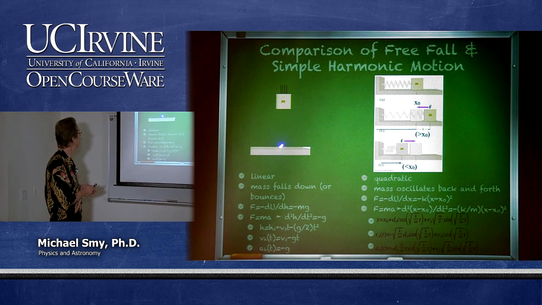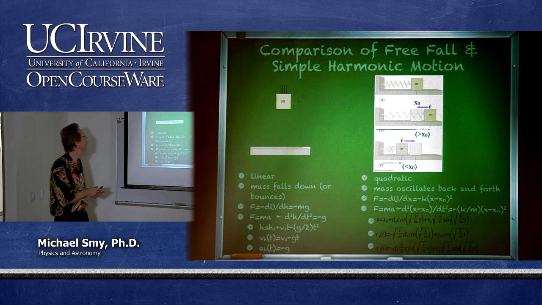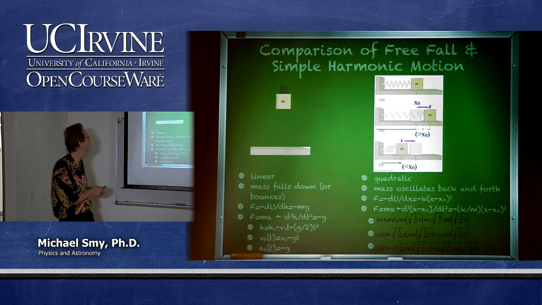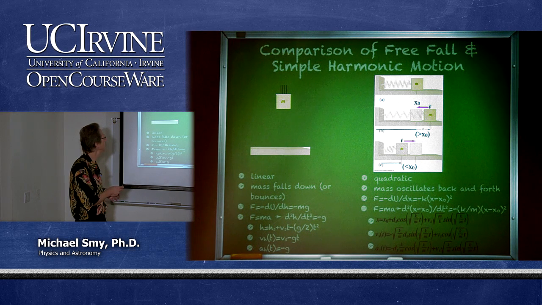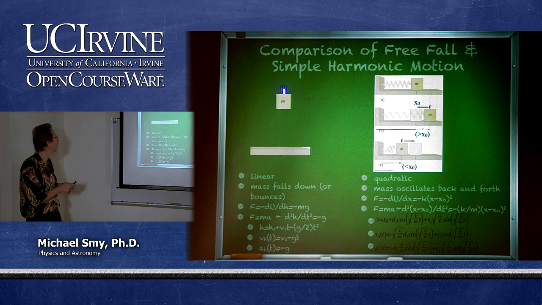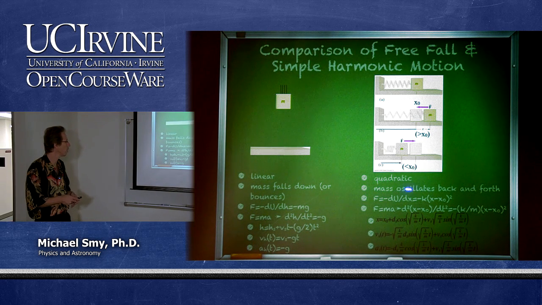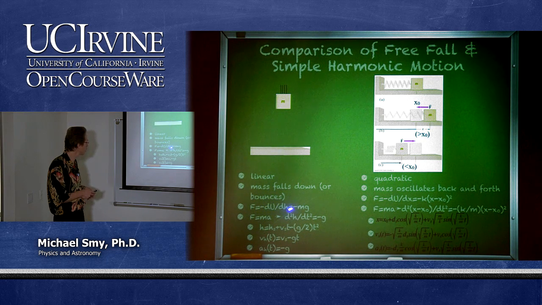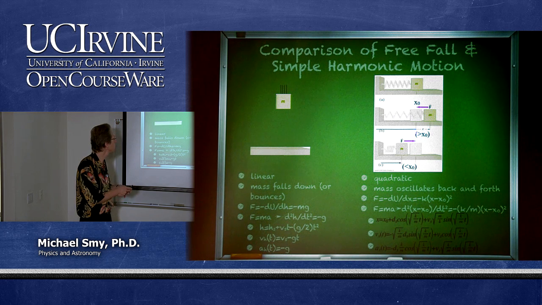So here we have an actual system that does this free fall, so just a mass that is falling under gravity and then hitting the ground. And this is the mass attached to the spring, and it oscillates back and forth like this. And to reiterate, here the potential energy is linear, here it is quadratic. The mass just falls down, the mass oscillates back and forth. The force here is constant, just minus mg, while the force here is proportional to the deviation from the equilibrium position x0.